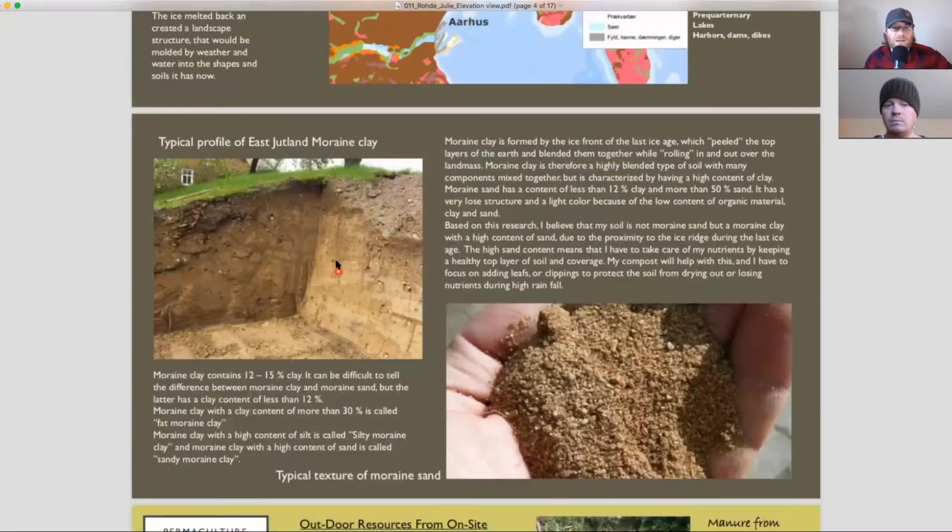As we move down, they ended up finding a dig that was happening already in their area. So they went and took photos of it so we could see. Talked about moraine clay and the fact that based upon what they had found, the soil on their site, even though it said it was supposed to be moraine sand, was actually moraine clay, which is very common in rural and urban areas that have had a lot of disturbance.